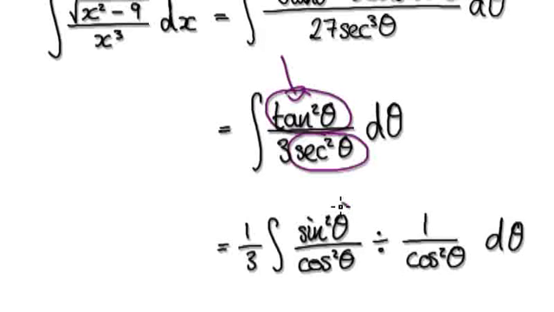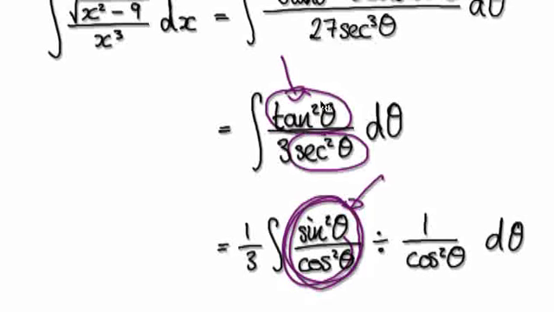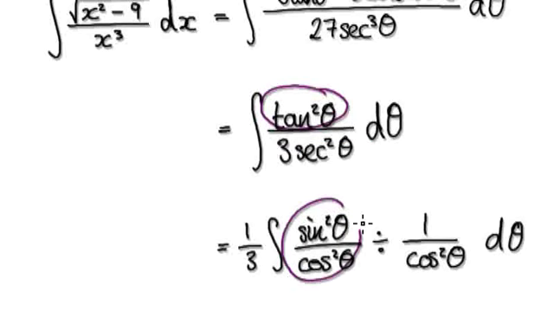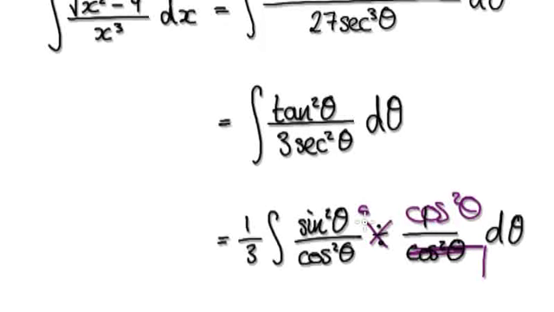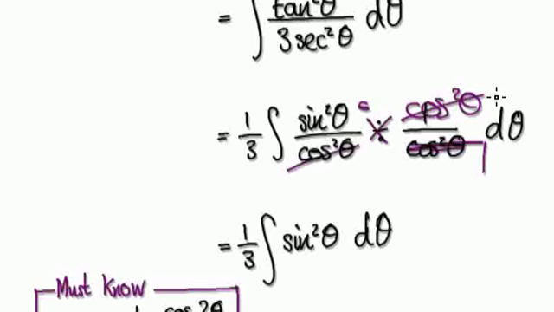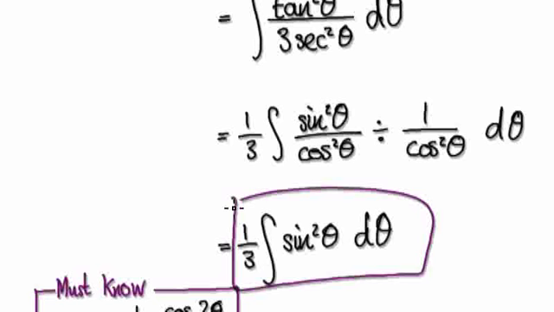Now you've got tan squared divided by secant squared. Visualize tan squared as this, and then you've got your divide here. Visualize secant squared as 1 over cos squared. So now you've got one fraction divided by another. When you divide, you times the reciprocal. So cos squared over 1, and then these two will cancel each other out, giving you sine squared theta. So now we are at this stage here.